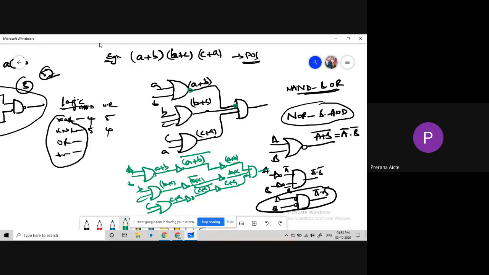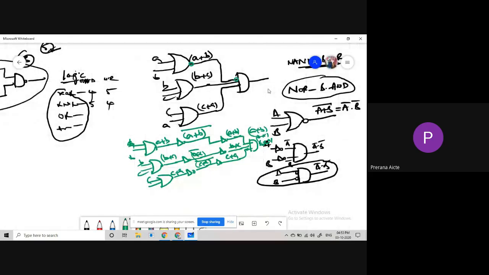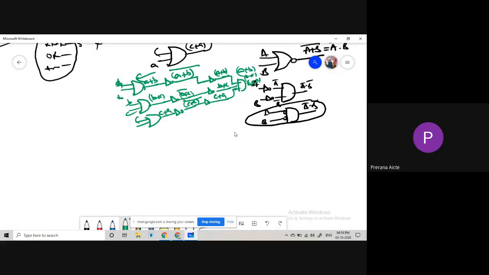So A plus B into B plus C into C plus A. Here we are taking one of the NOT gate, right? This NOT gate is given to this OR gate. So what is OR plus NOT value? OR plus NOT is equal to NOR gate, right? Yes, sir. Based on that relation, it becomes NOR gate.